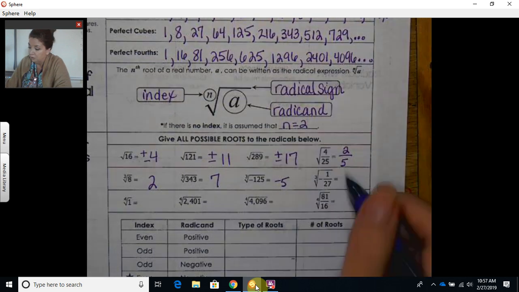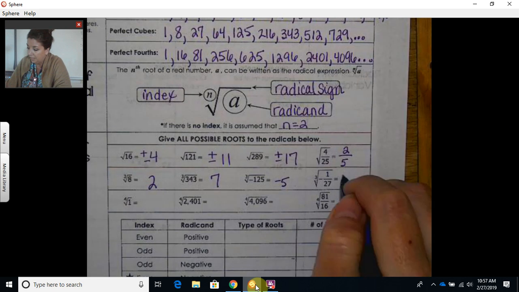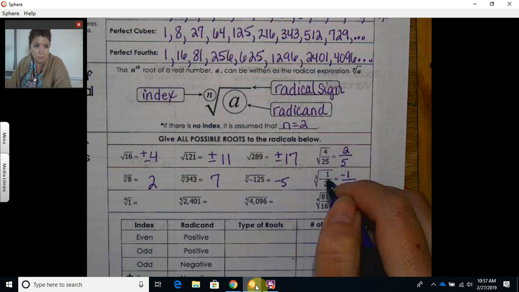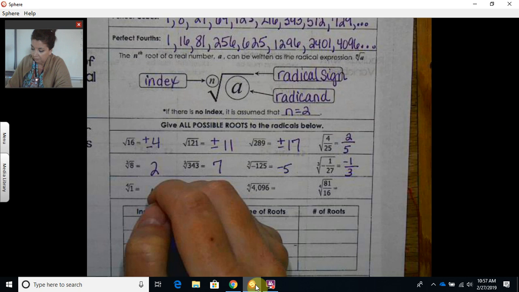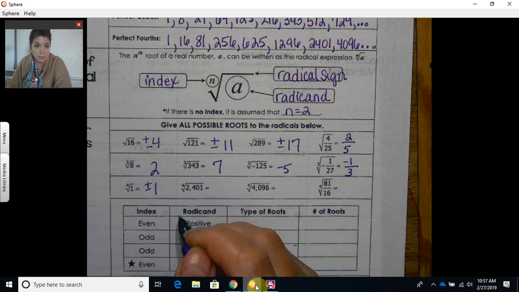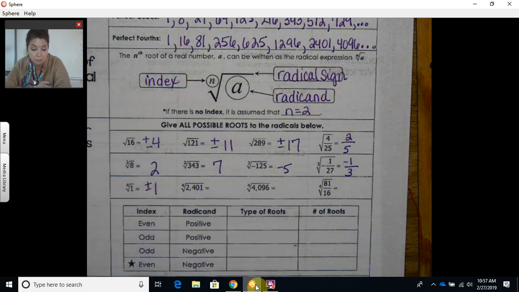All right, cubed root of negative 1? Negative 1. And we only make the numerator negative, not both. So cubed root of 27? 3. What's the fourth root of 1? Just 1? Positive or negative 1, because it's an even root, so it could also be negative. What's the fourth root of 2,401? Positive 7 and negative 7.